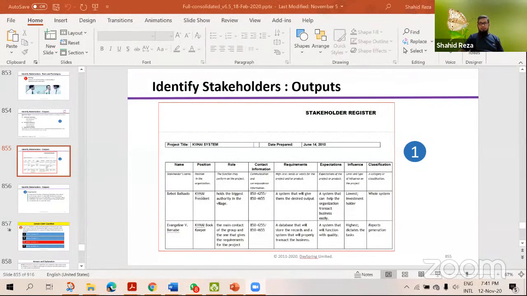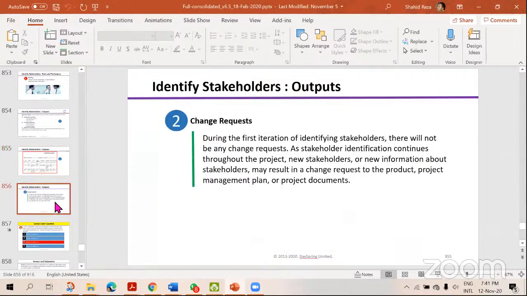Share my screen. Is it visible, my screen? Yes.